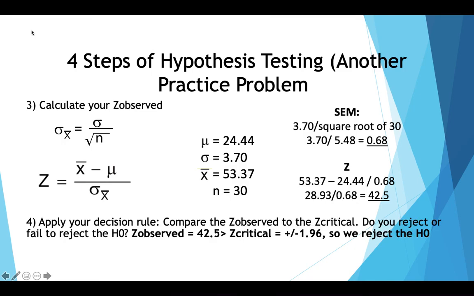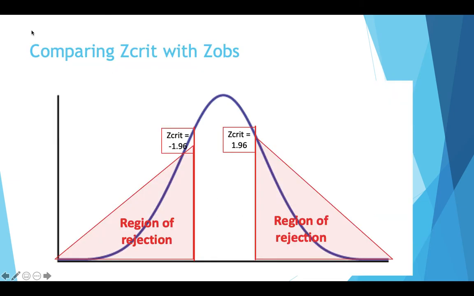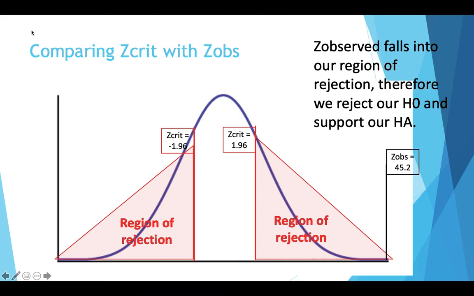So now we apply our decision rule. Our z observed here, 42.5, is much greater than our z critical value of positive or negative 1.96, so we reject the null hypothesis. Visually, our z observed does fall into our region of rejection. Therefore, we reject our null and support our alternative hypothesis. College students do have different shopping habits than the general population.